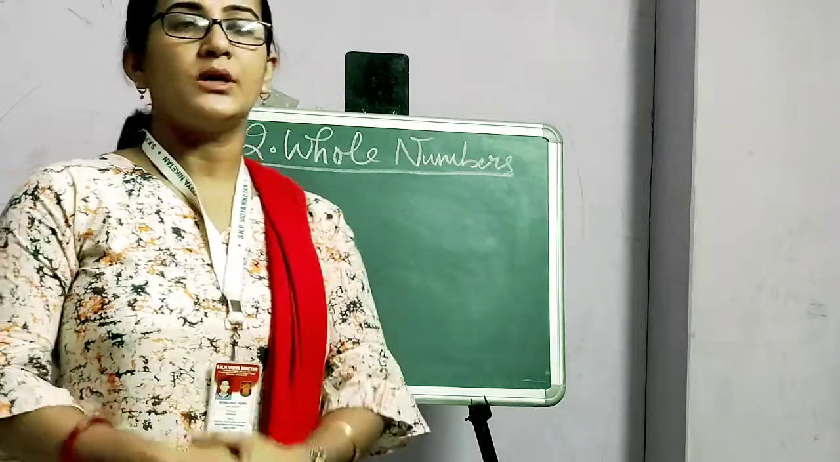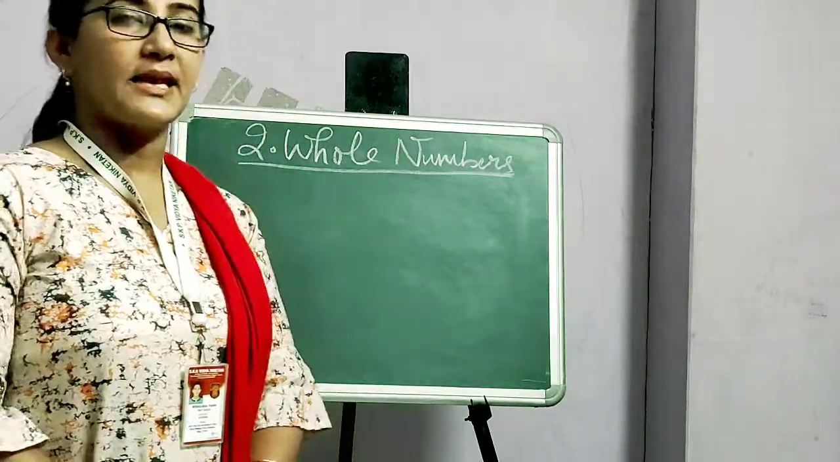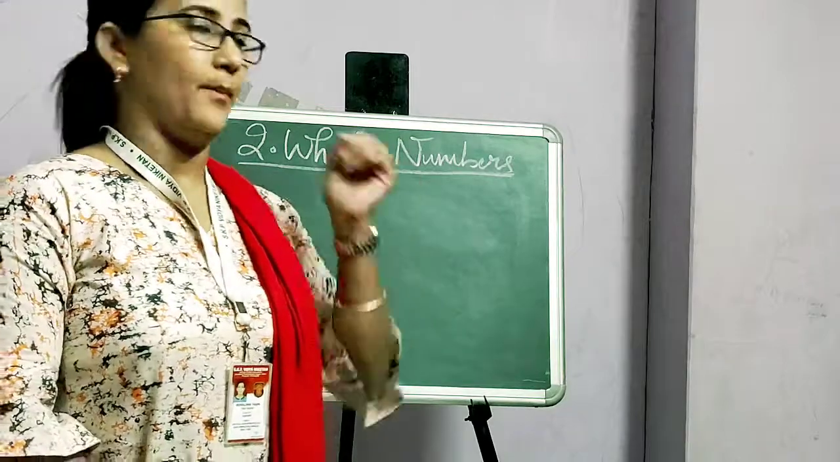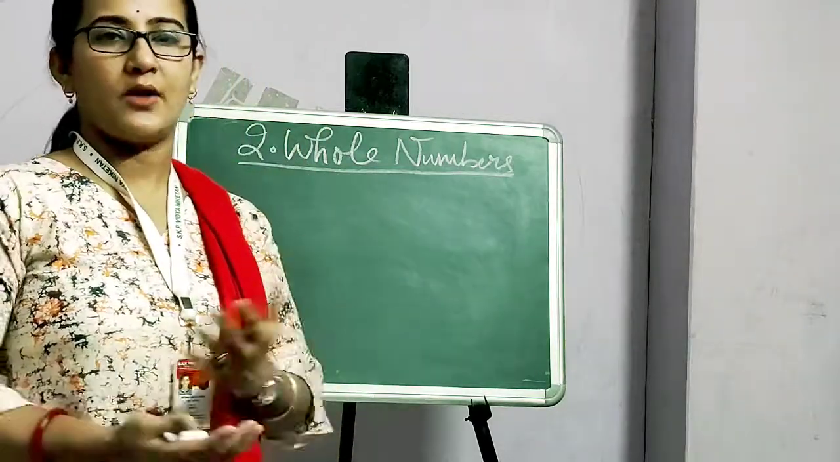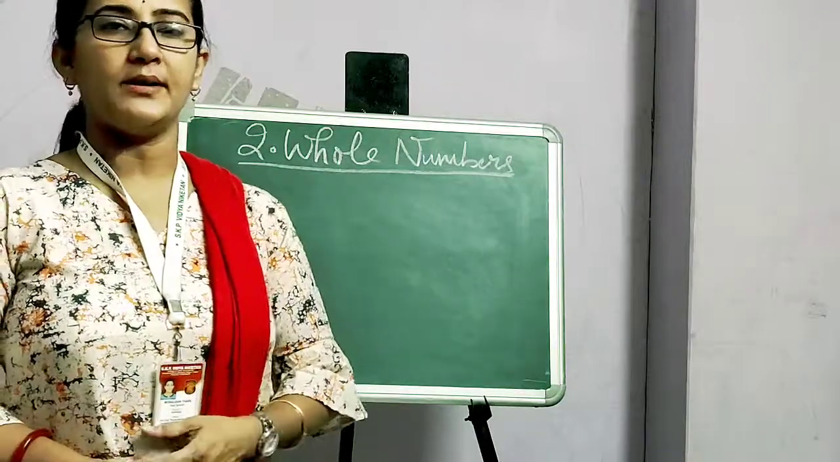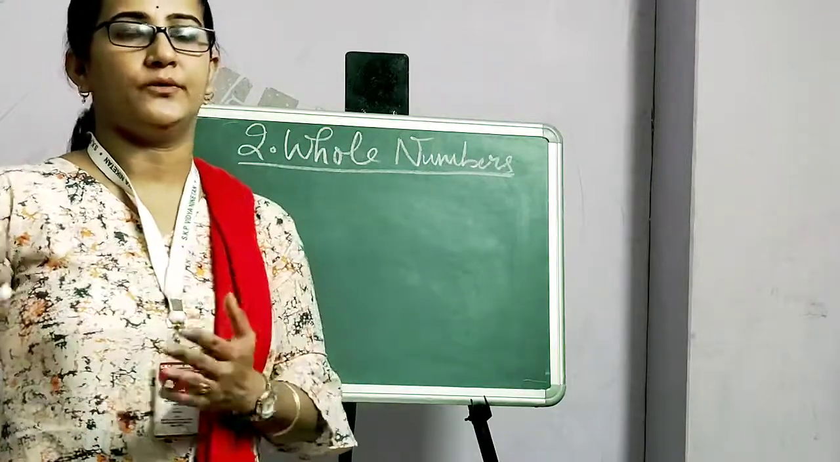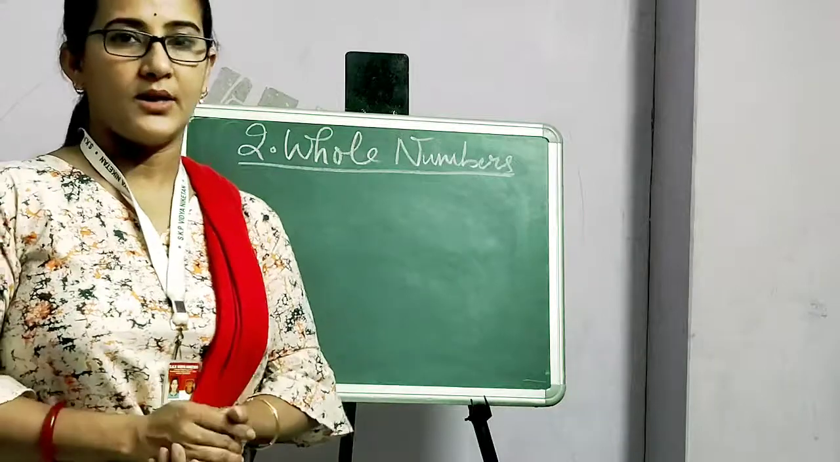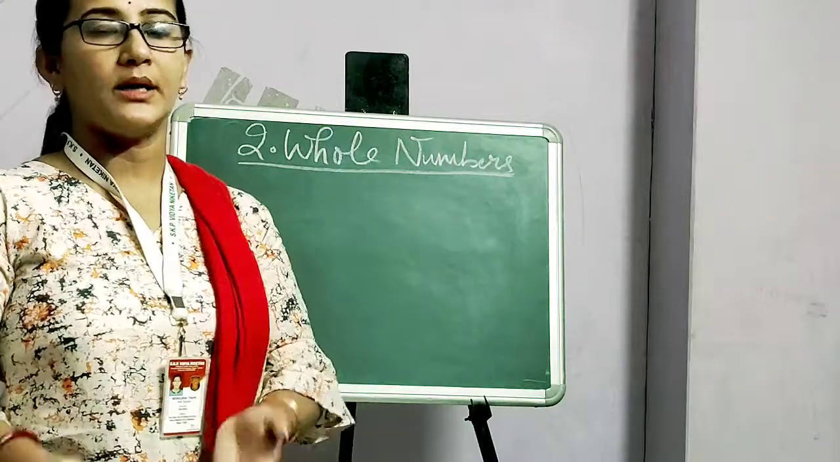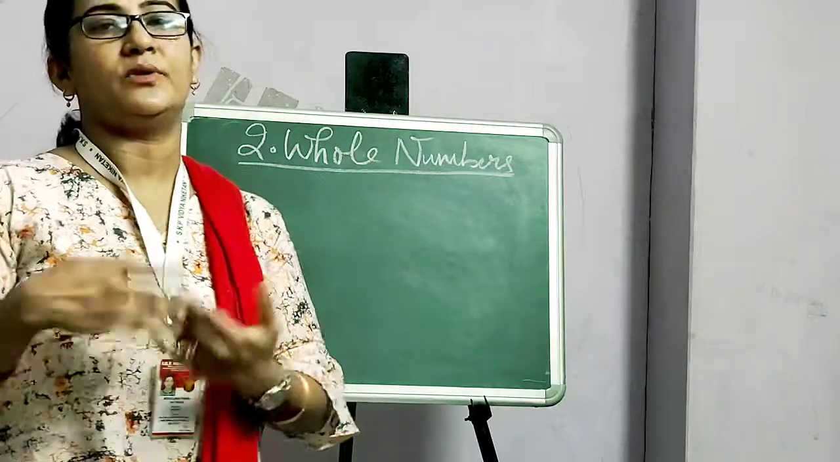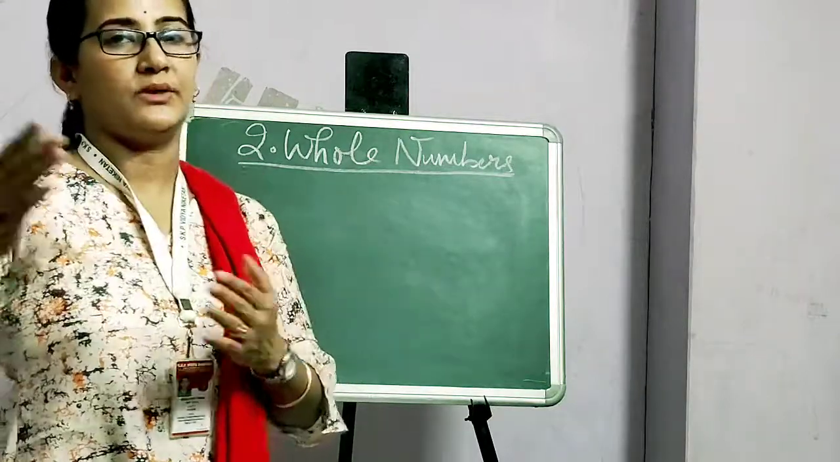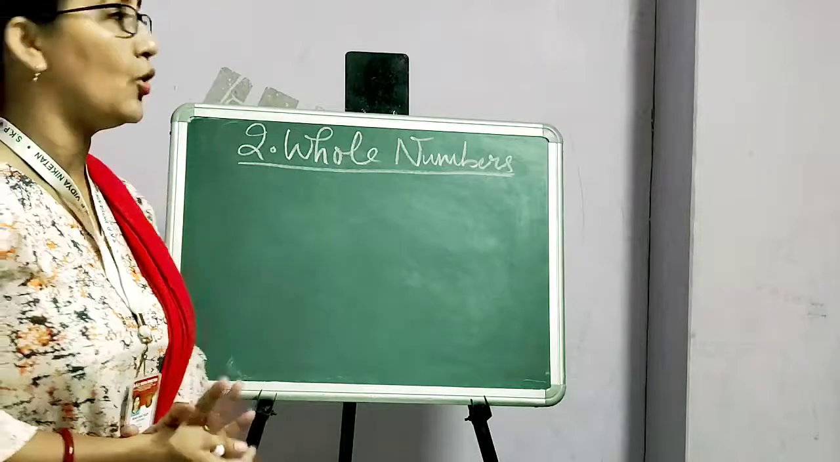So now today we will start the next chapter, that is whole numbers. Okay, so whole number, what is that? You are all aware of that. What is a natural number? The counting numbers like 1, 2, 3, 4, 5, 6, these all are natural numbers, isn't it? So what is a whole number? If we include 0 with the counting numbers, then it becomes a whole number, like 0, 1, 2, 3, 4, 5, 6. These are the whole numbers.